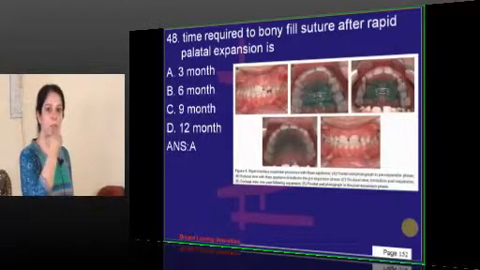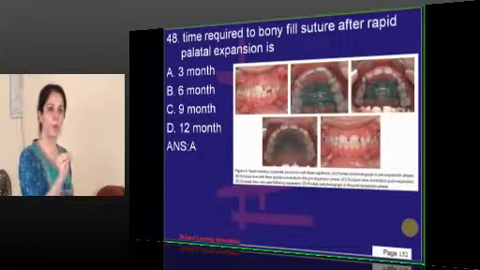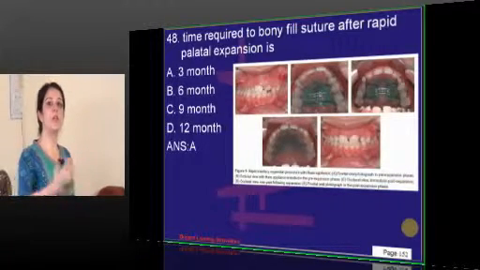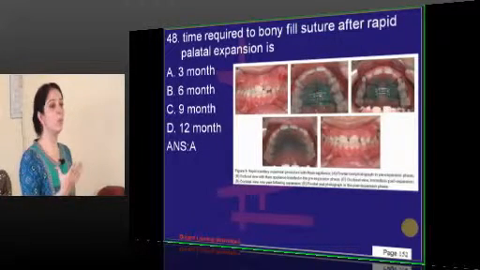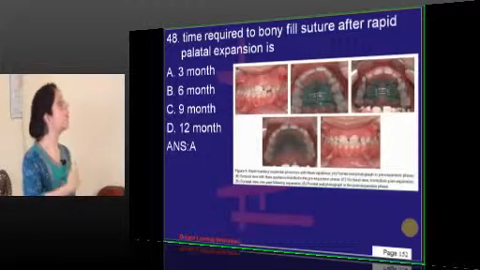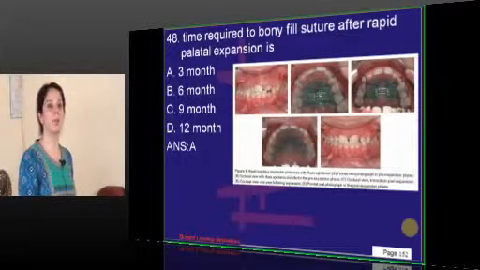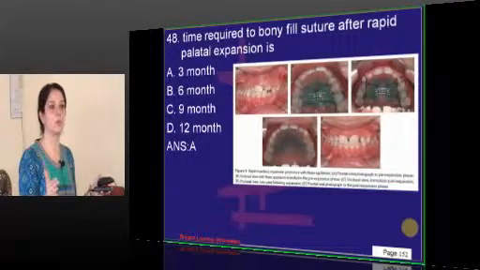But if we immediately remove the Hyrax during this period, the whole arch is going to collapse. Because when the new bone is getting made, it is still very soft and pliable. We need time for the bone to ossify and mineralize and become hard, and then we are able to remove the Hyrax so that expansion that is happening because of the Hyrax will stay in position.